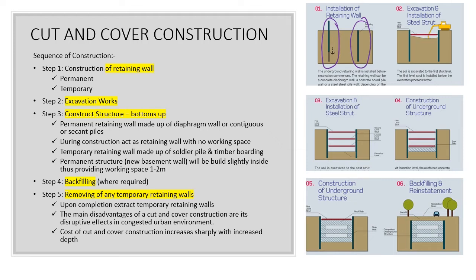Next, excavation will take place and strutting will have to be done to make sure that the retaining wall will not collapse. Next, construct the structure which is bottoms up. The permanent retaining wall will be made up of diaphragm wall ataupun contiguous ataupun secant piles as I mentioned. During construction, it acts as retaining wall with no working space. The temporary retaining wall is made up of soldier piles and timber boarding.